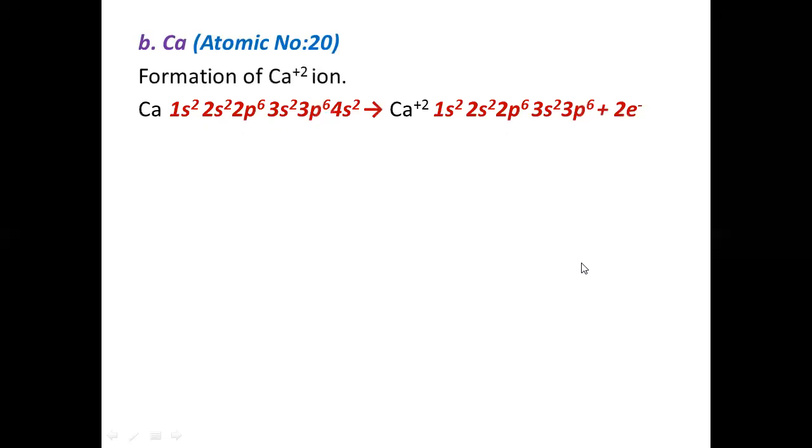B part is for calcium. Formation of the calcium divalent cation. The atomic number of calcium is 20. Configuration is here. It has 2 electrons in the outermost shell. So it will lose those 2 electrons, and then will have 8 electrons in the outermost shell.